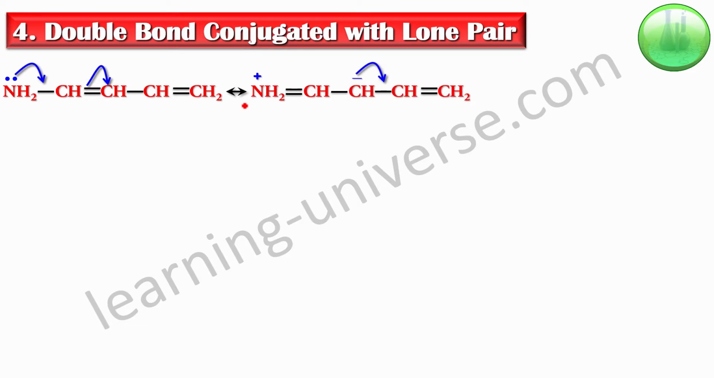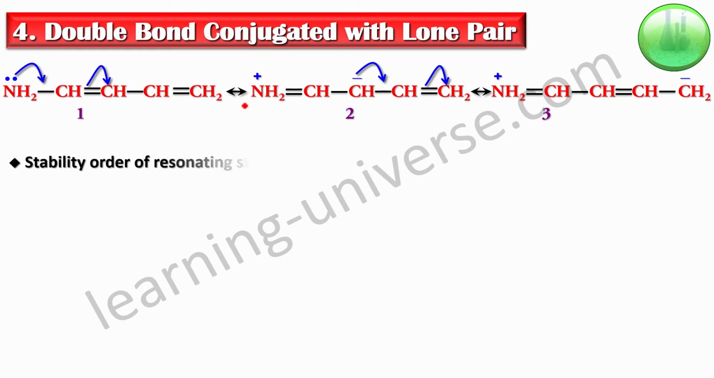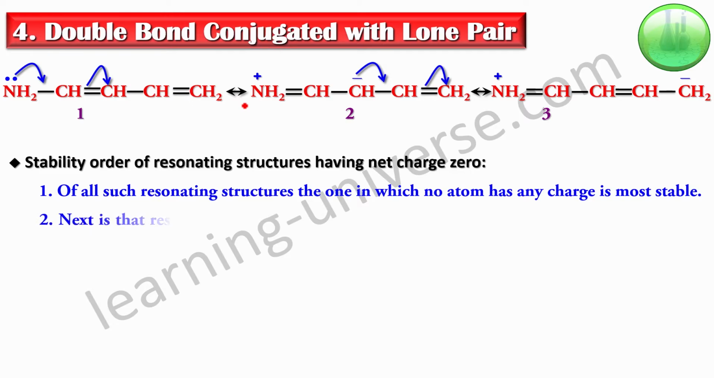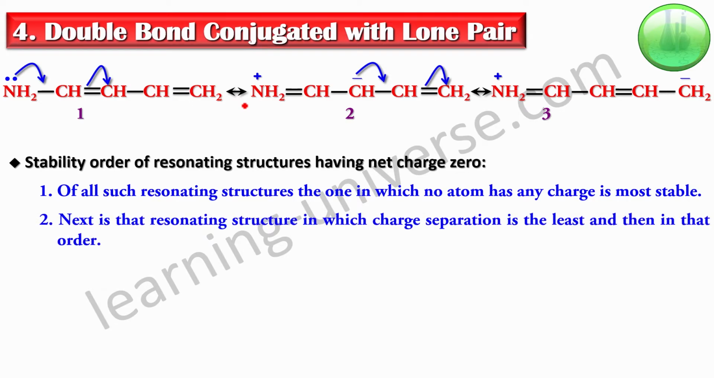Then the negative 2 goes here and the pi bond goes to this carbon, and you get this one: 1, 2, 3. And how do we look at neutral structures? Structures with net charge 0, we have already seen in double bond resonance. Of all such resonating structures, the one in which no atom has any charge is most stable, which is 1, and then the opposite charges should be as close as possible, which means 2 will be greater than 3. So again, the order is going to be 1, 2, 3.